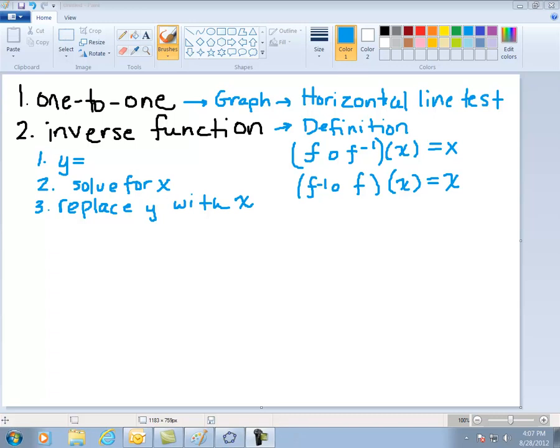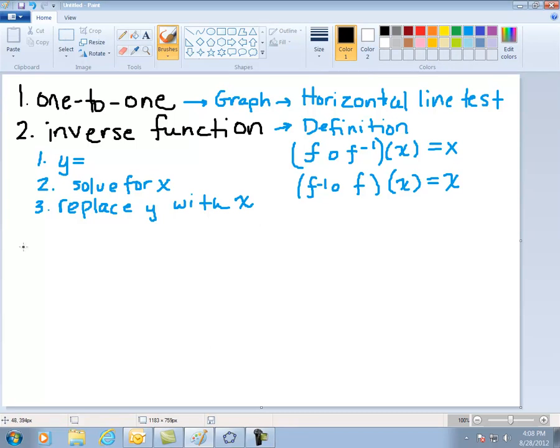Hi, this video will talk about inverse functions and one-to-one. In order for a function to have an inverse, it has to be one-to-one. The easiest way to determine if something is one-to-one is to graph it and see if it passes the horizontal line test. We're going to do two examples in this video.